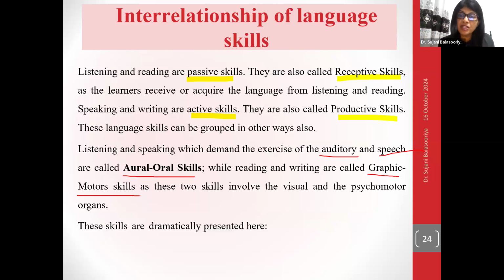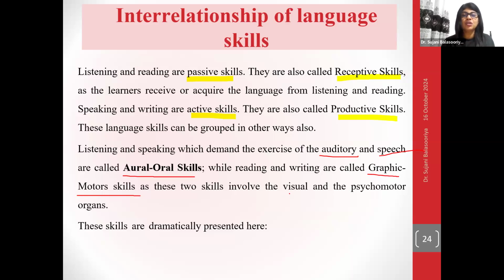But at the same time, I show you my screen, which means you get the words in their graphic forms. So you read the words that are displayed on the screen. You use your graphic skills, as well as your motor skills if you are writing something. These two skills involve the visual and the psychomotor organs.